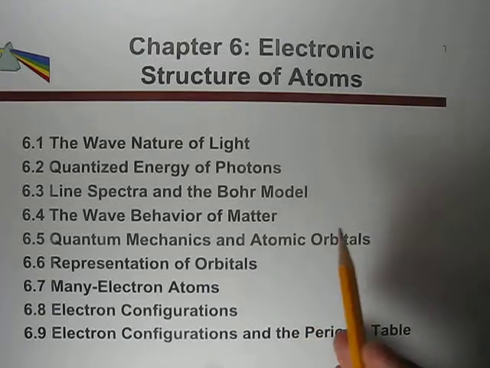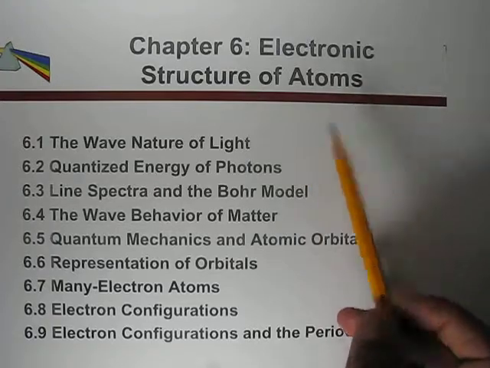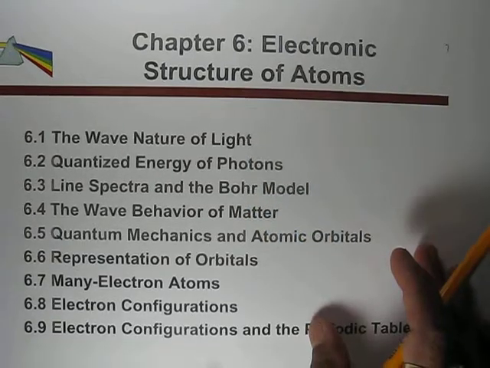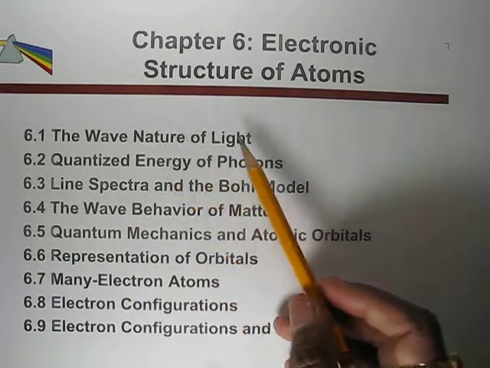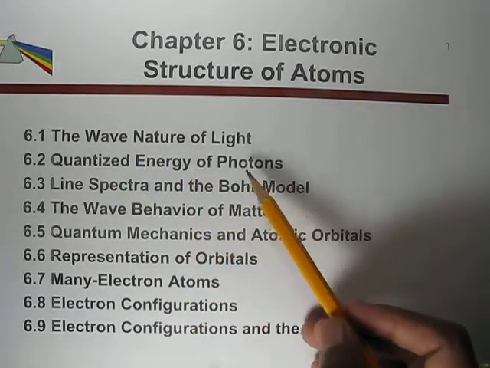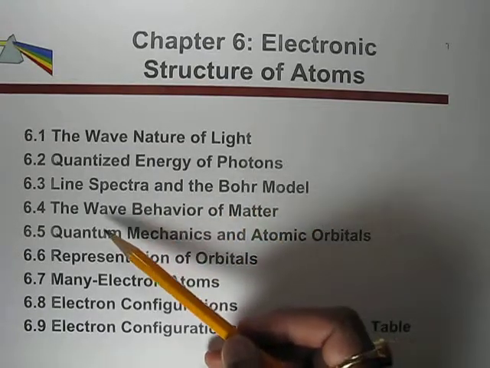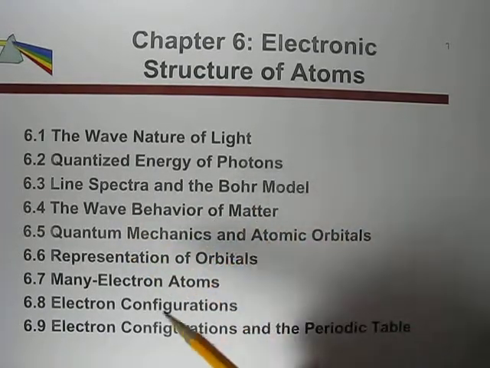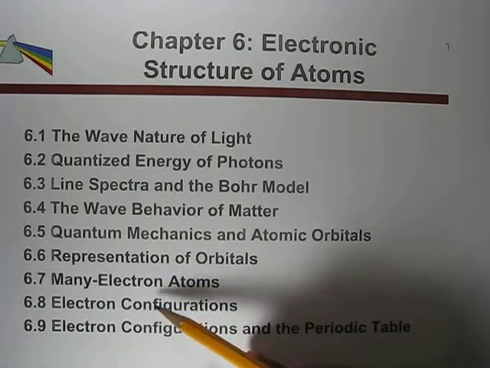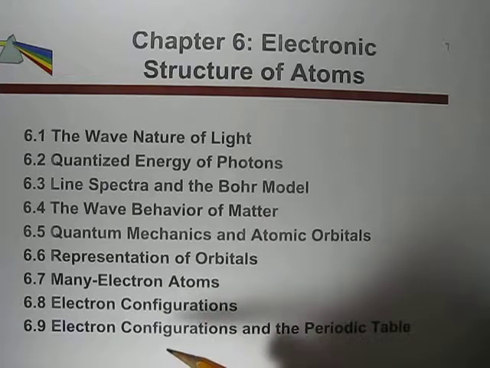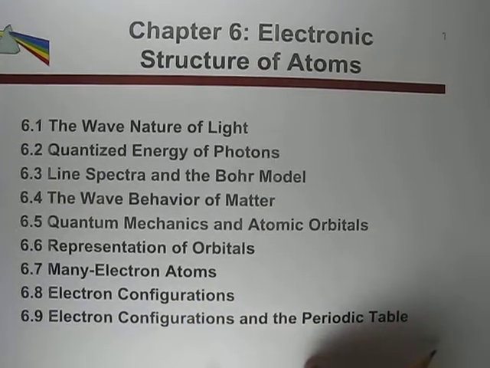So in this video we will start chapter number 6, which is the electronic structure of atom, and in this chapter there are 9 topics. Number one is wave nature of the light, quantized energy of photons, line spectra and Bohr model, the wave behavior of matter, quantum mechanics, atomic orbitals, representation of orbital, many electron atom, and electronic configuration and periodic table.